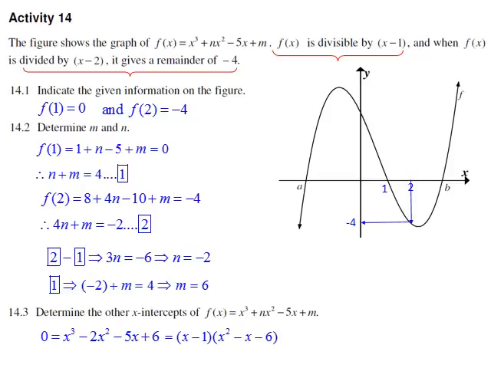x squared minus x minus 6 can be further factorized as (x minus 3)(x plus 2), which gives me the three x-intercepts: x is 1, or x is 3, or x is negative 2. So if I look at my graph, we already knew the x-intercept of x equals 1. If I now look at the x-intercept x equals 3, it makes perfect sense that b is equal to 3 and that a is therefore equal to negative 2.